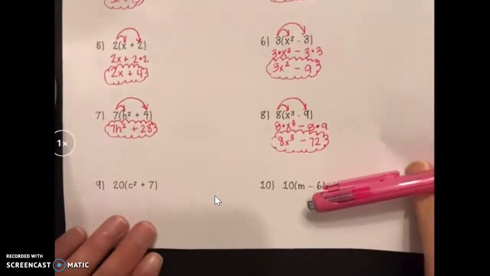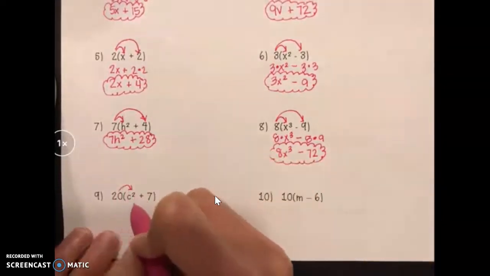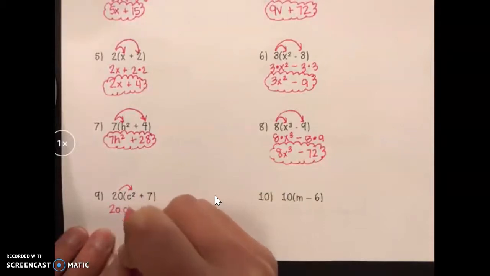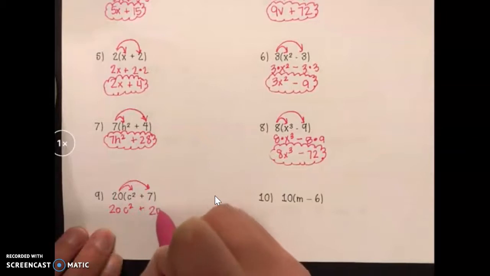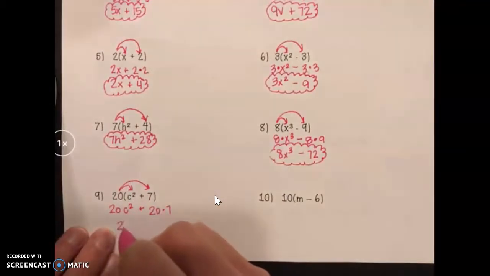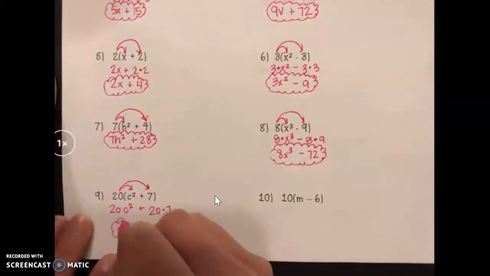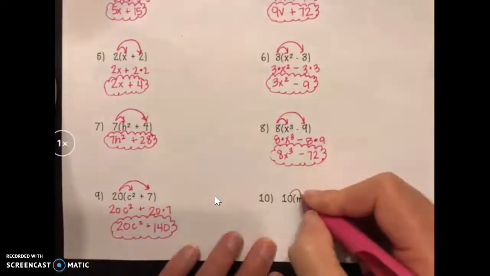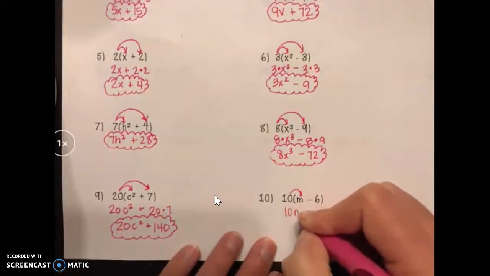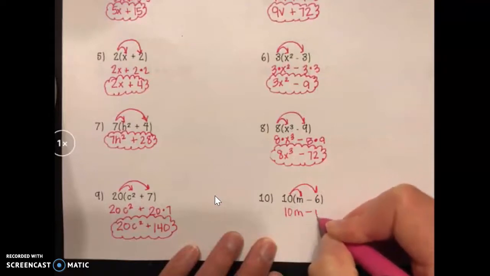All right, numbers 9 and 10. We are going to distribute our 20 to our c squared, so 20c squared plus 20 times 7. So that would be 20c squared plus 140. All right, and then we have 10 times n, which would be 10n minus 10 times 6 is 60.